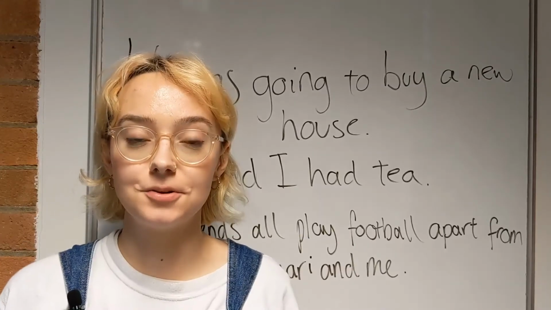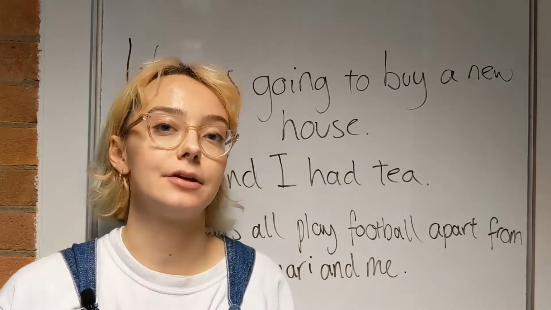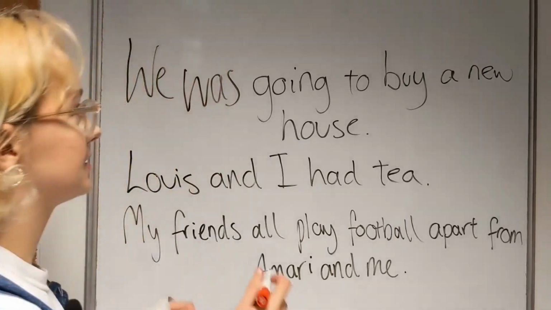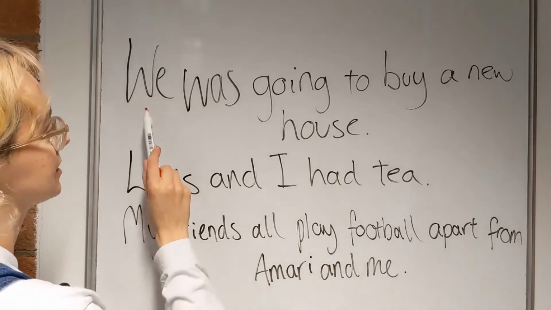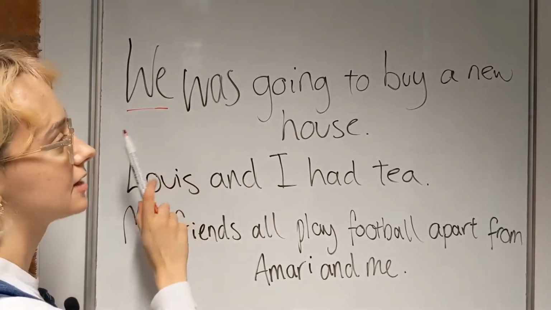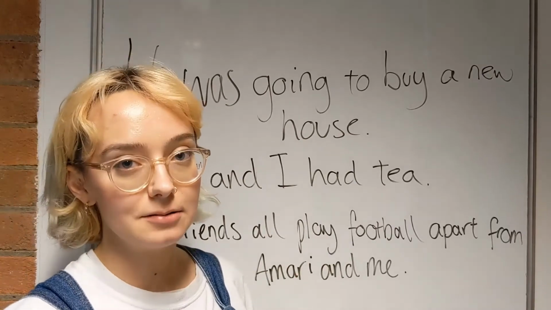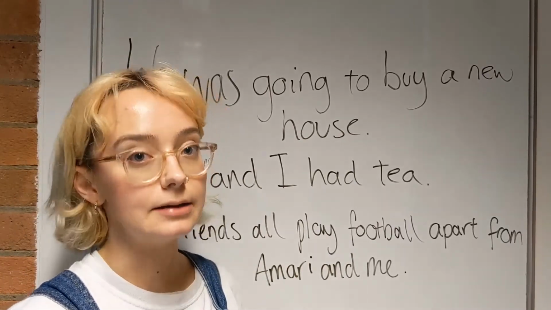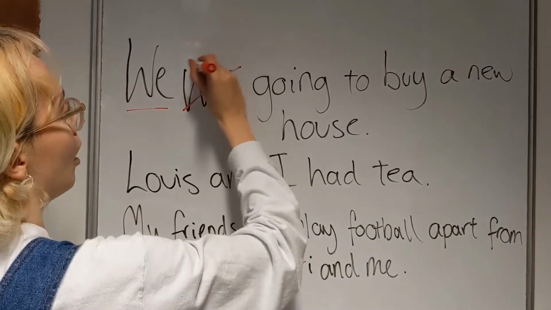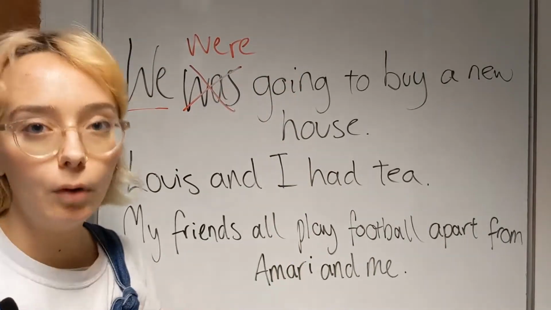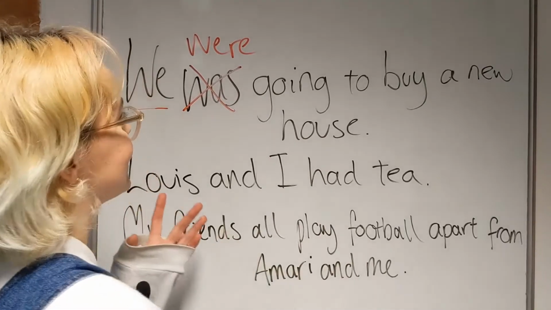Hi, this video is going to be on subjects and their relationship to the rest of the sentence. So for this first sentence, we have the subject being we, and it says, we was going to buy a new house. Now, this sounds incorrect, and that's because it is. Instead of was, with we should be using were. And this makes it grammatically correct.